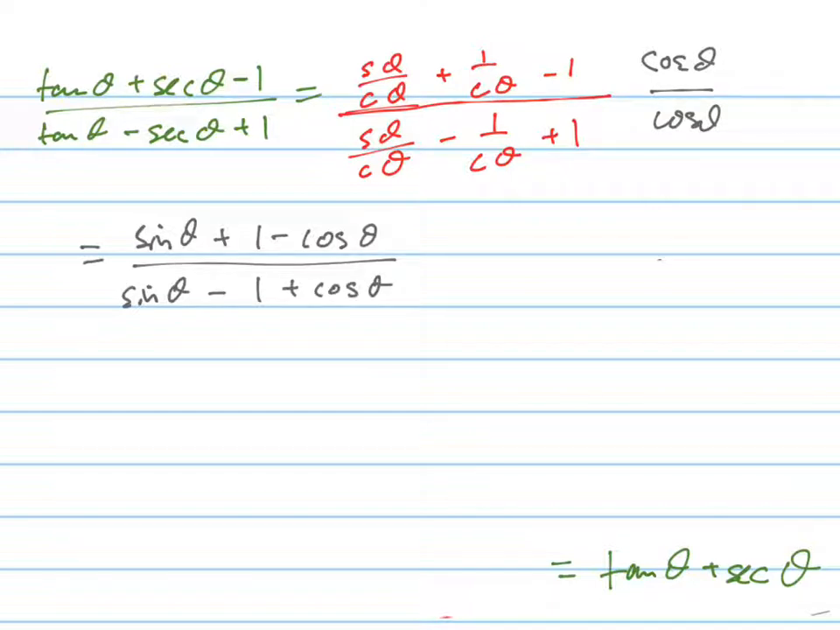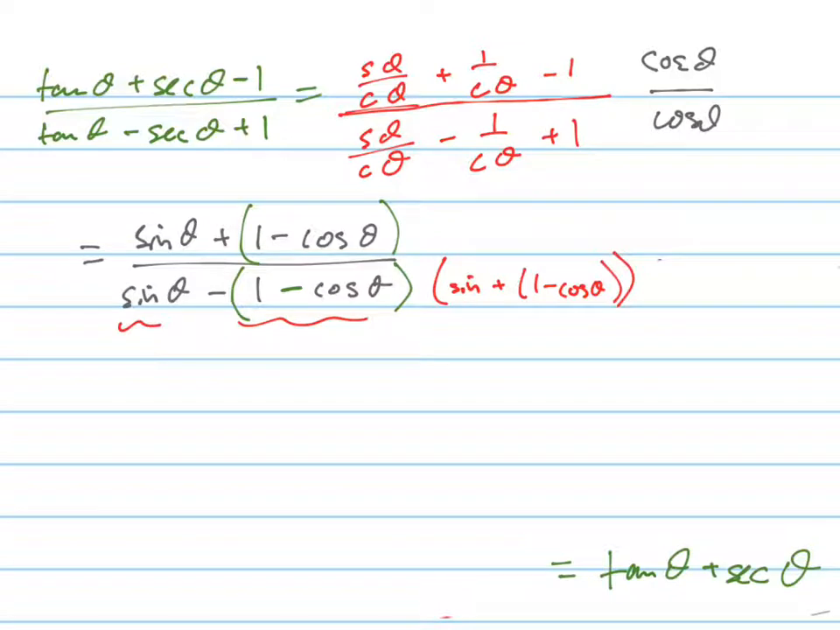Now I'm going to rewrite this at the bottom like this. And I'm totally cheating by doing it like this, but trust me, it's just going to make life a lot easier. I just factored out a -1 basically in the bottom. The reason I did that is because now I'm going to multiply the top and the bottom by the conjugate of this thing right here, which would be the sine plus 1 minus the cosine of theta. Sine plus 1 minus the cosine of theta.